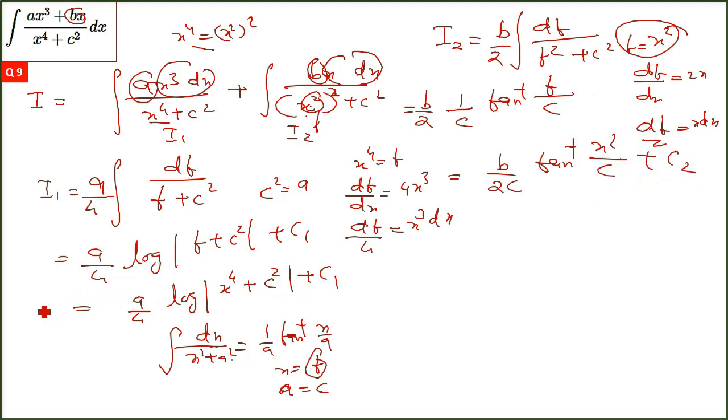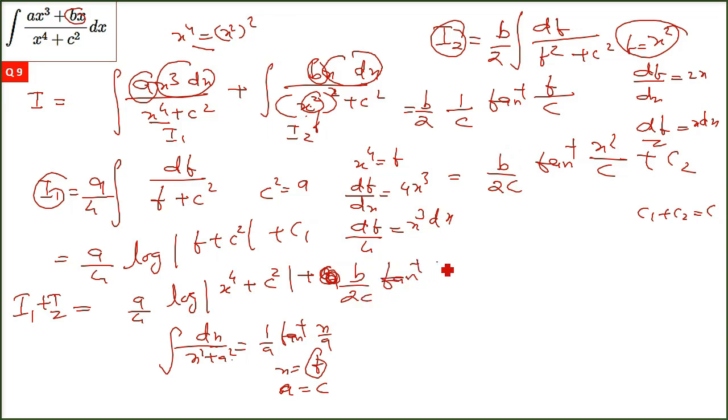Now we have to add these two terms, I1 and I2, in order to get I. So I'm adding it here only. You know already I1 we have got, I2 we have got. So I'm just cancelling this c1 just to show you that these two terms can be added, and this is the final addition which you will get. So b by 2c tan inverse x square by c has been added to I1 now, and c1 and c2 combined are called capital C. So that's your final result.